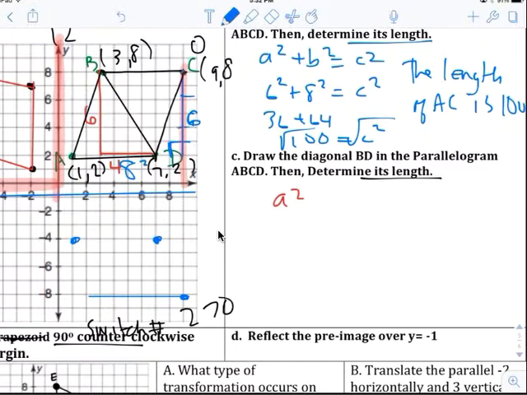2, 4, 6, 8, 9, one more. One more up. Yeah, one more up right here.